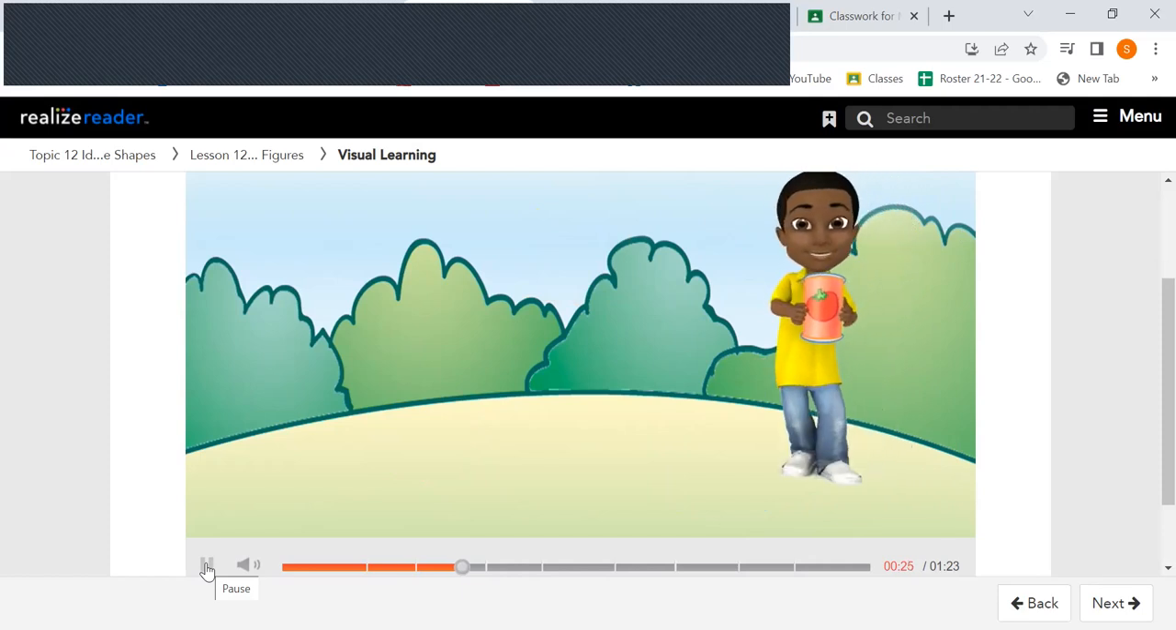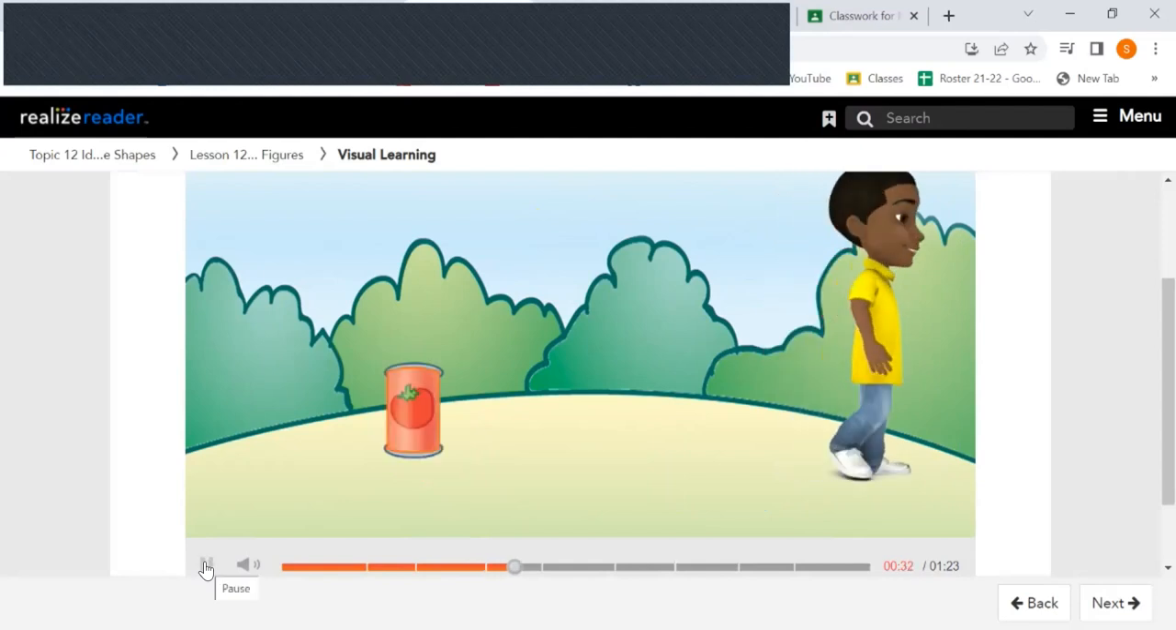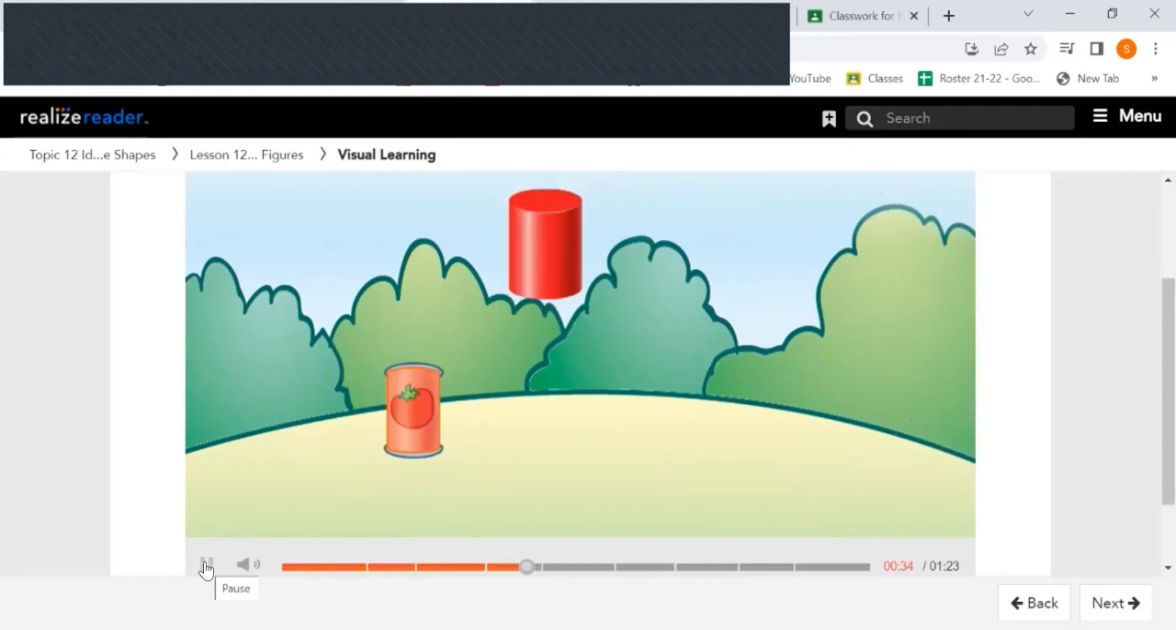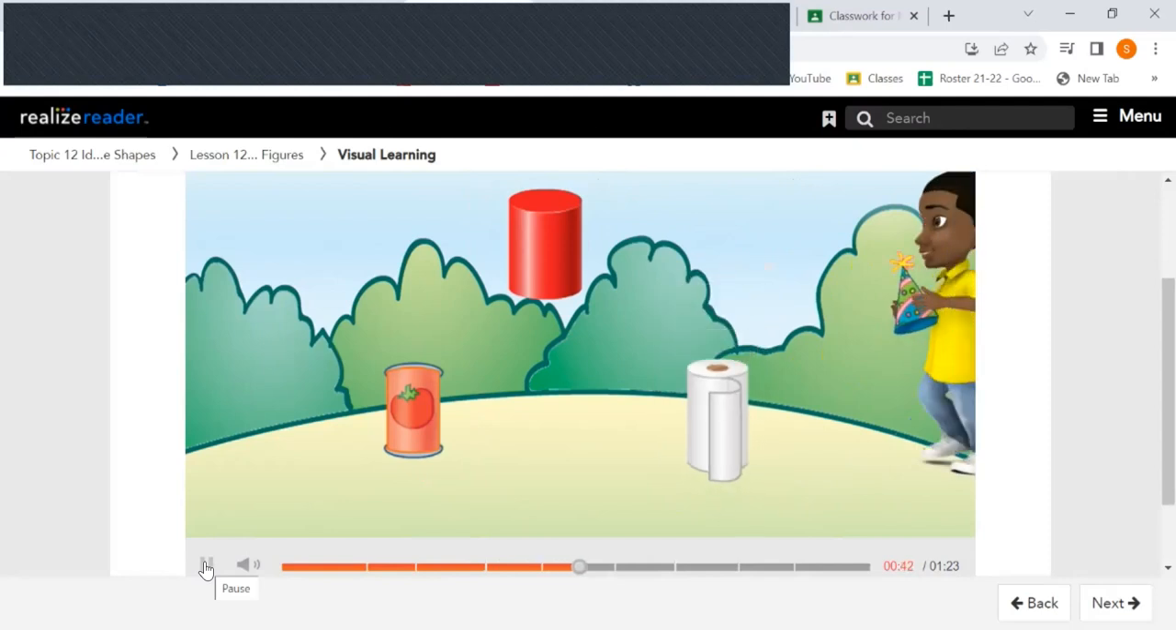Now Jackson is holding a can of soup. What shape is the can of soup? The shape of the can is a cylinder. What else can you think of that is shaped like a cylinder? A roll of paper towels is shaped like a cylinder.